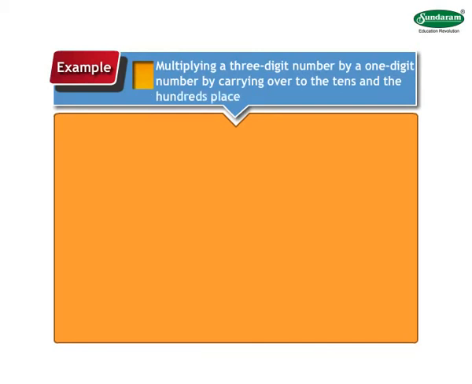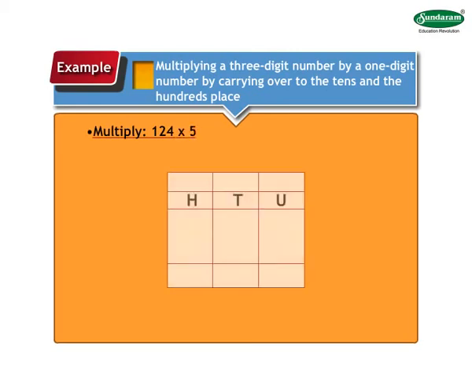Consider an example. Multiply 124 by 5. First, arrange the numbers vertically. 4 units multiplied by 5 is equal to 20 units. 20 units means 2 tens and 0 units. Write 0 in the units place of the product. Carry over 2 tens to the tens place.